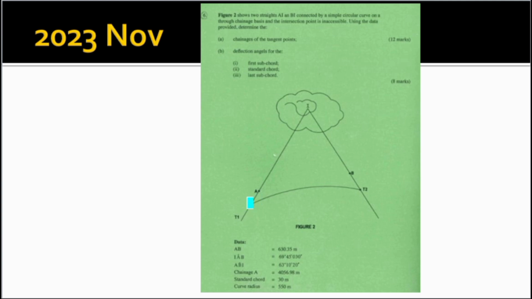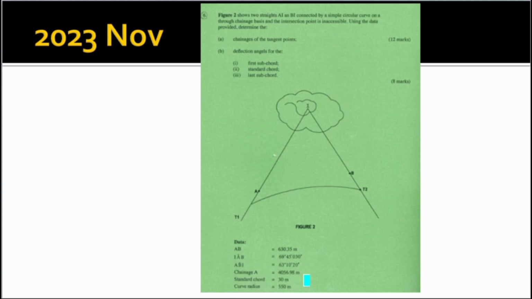So in the figure here, we have T1, A, B, T2. The distance AB is 630.35 meters, and then angle I, this angle from the intersection to A to B. So there we have it. We'll have a clear copy; I have redone this. Then angle A, B, I, we have been given that.